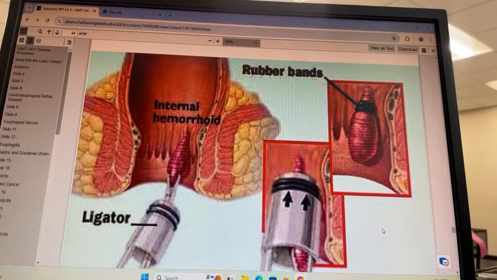So here is a little picture of what they can do. They can tie a little band around them, which will kill them, and they'll eventually just fall off. That's an internal hemorrhoid, so you wouldn't be able to see it from the outside.